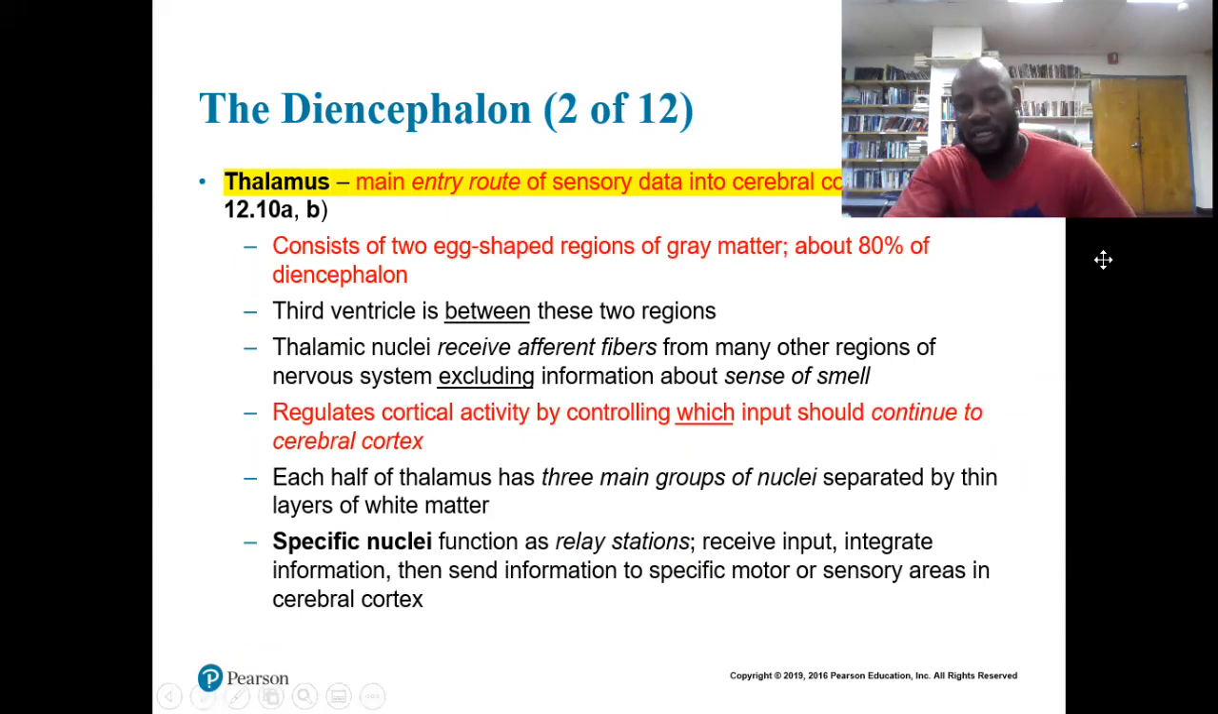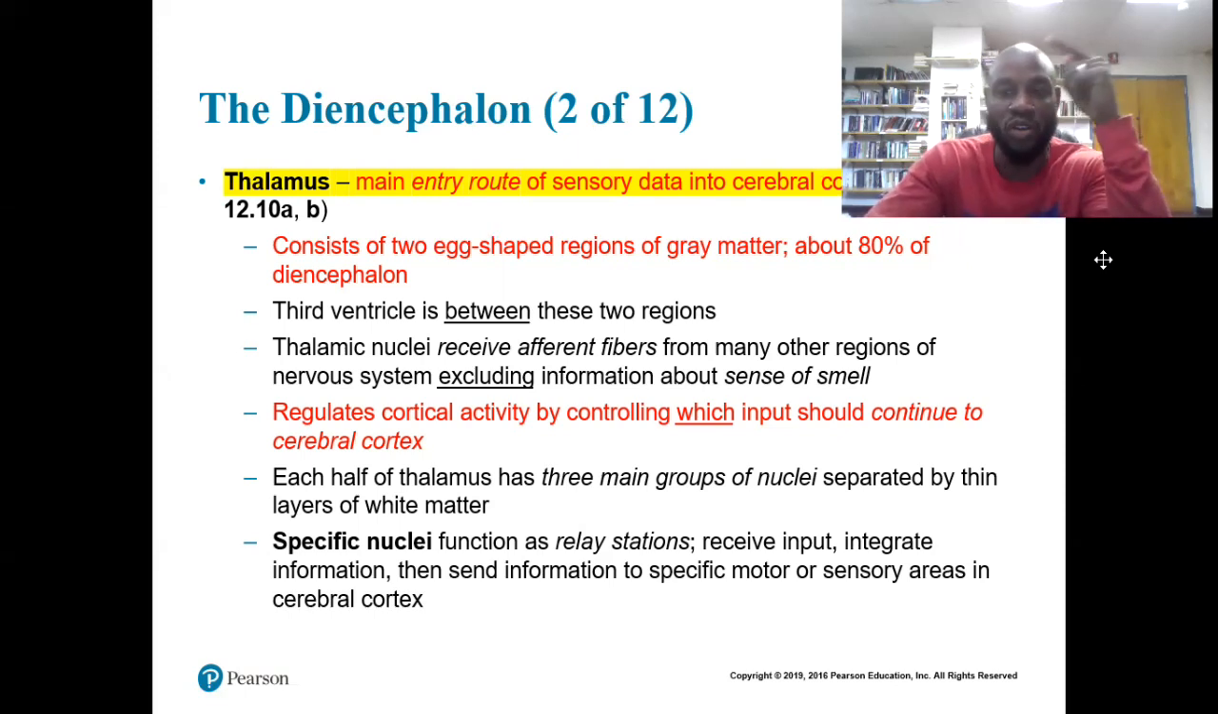Thalamic nuclei, remember the nuclei, receive afferent fibers from many other regions of the nervous system, but not the sense of smell. It regulates cortical activity by controlling which input should continue to the cerebral cortex. So information gets to the thalamus, which helps decide which information will keep on to the cerebral cortex. Remember, that's where your interneurons are. A lot of processing happens.